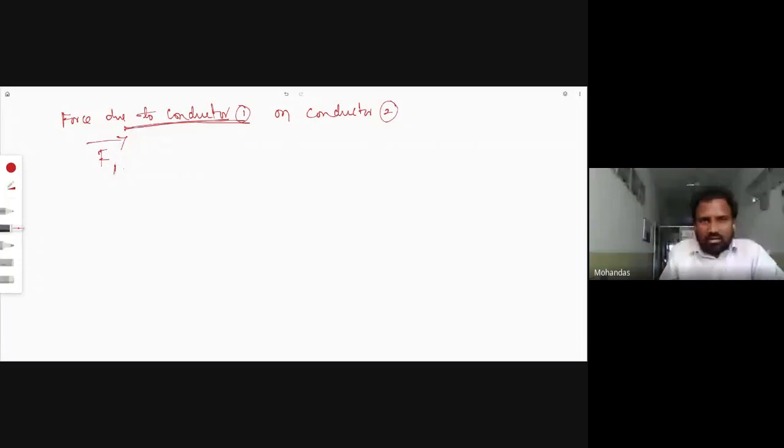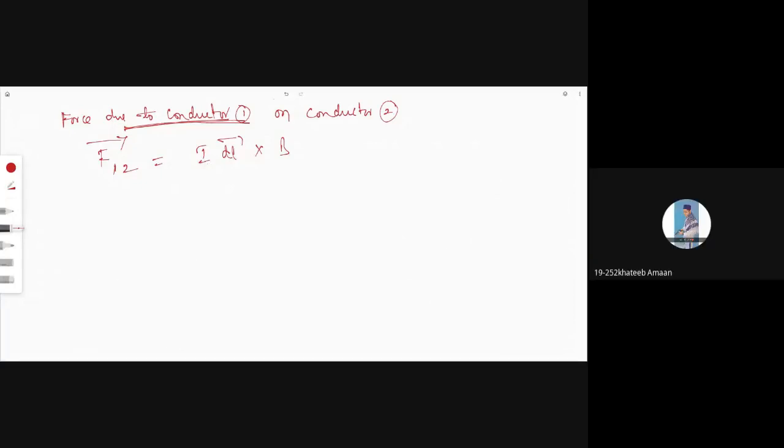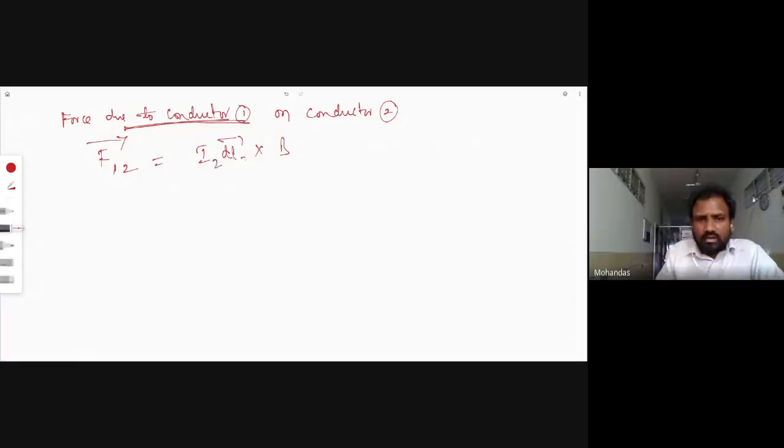On which conductor? Conductor 2. Now tell me this number. Actually, this is IDL cross B. For our notations, let us give the subscripts here. What should I write here, I1 DL1 or I2 DL2? I2 DL2. Very good. Due to which magnetic field? Magnetic field B1. Okay.